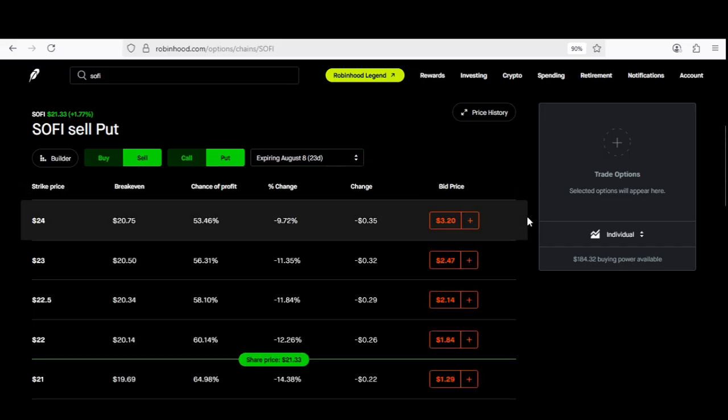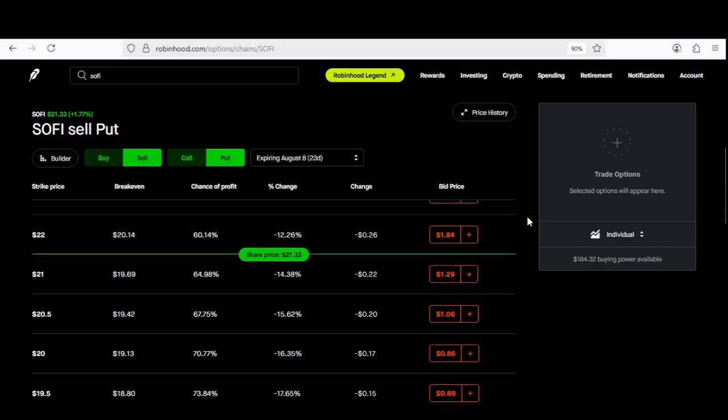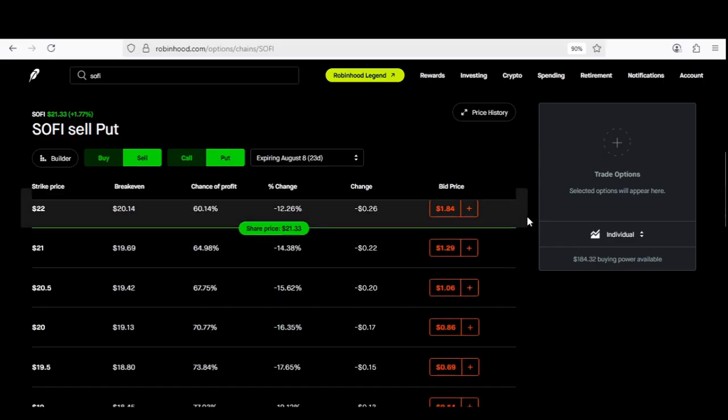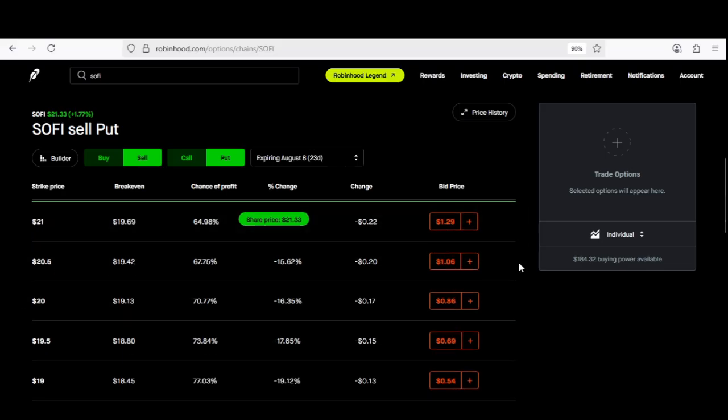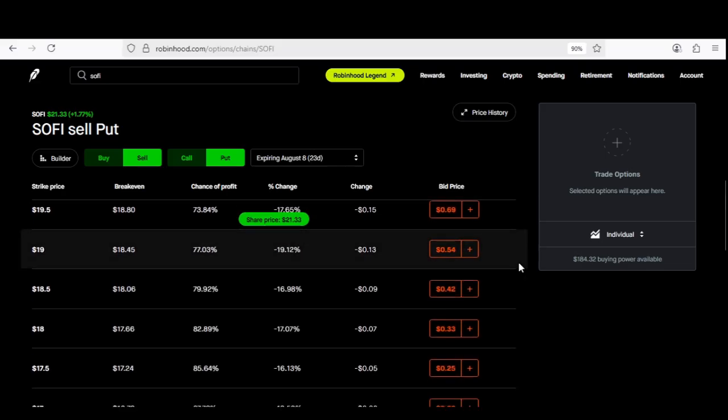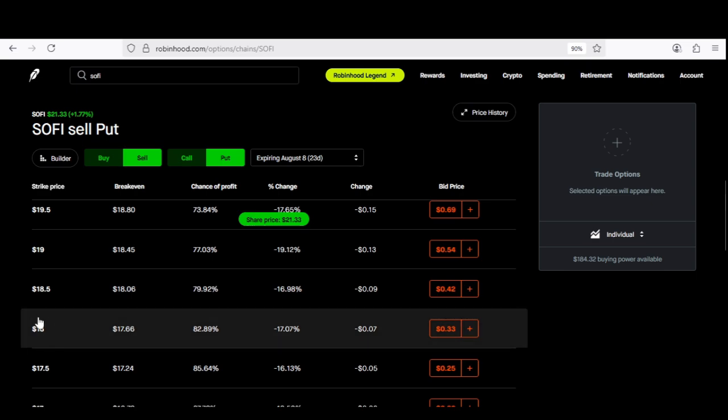And now what I'm going to do is choose my strike price below the current share price. As you can see here, the share price is 21.33, so we're going to be going below that. Now, the strike price I'm actually going to be using is the $18 strike price. Now, the $18 strike price is not random.